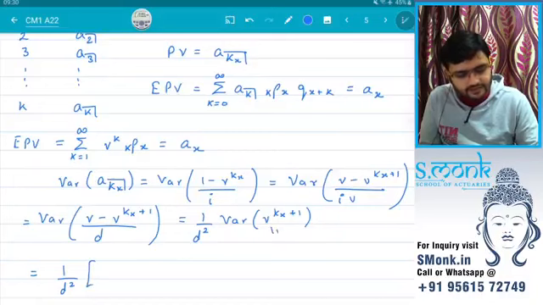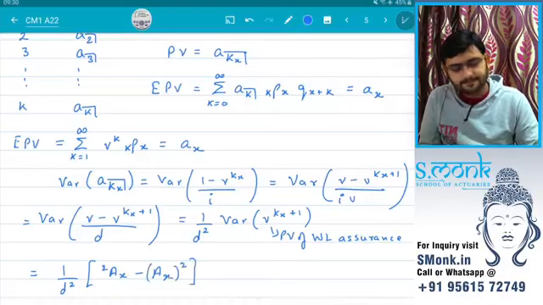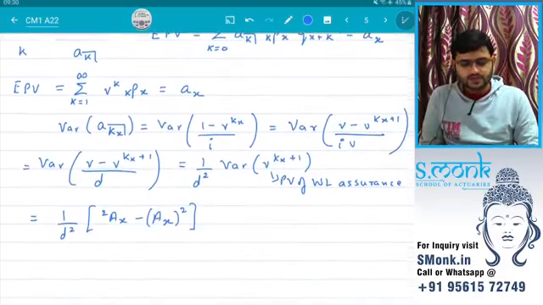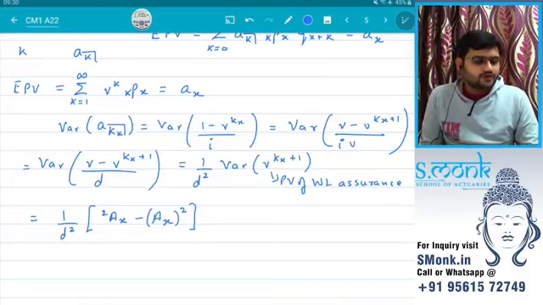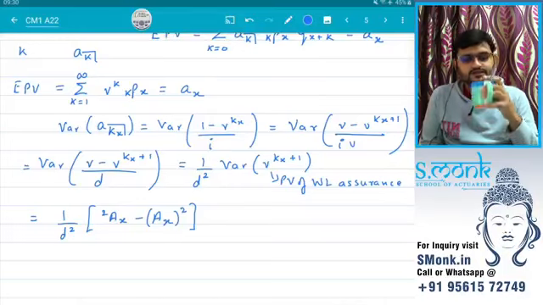times the present value of whole life assurance, which is 2Ax minus Ax square, right? So the variance of whole life annuity in advance as well as whole life annuity in arrears is exactly the same.